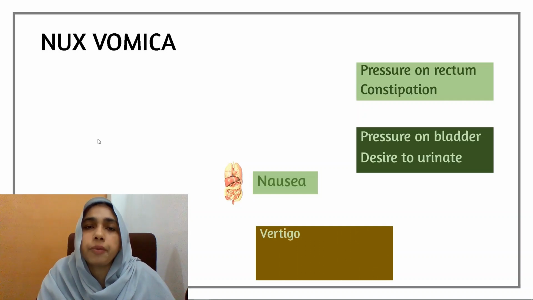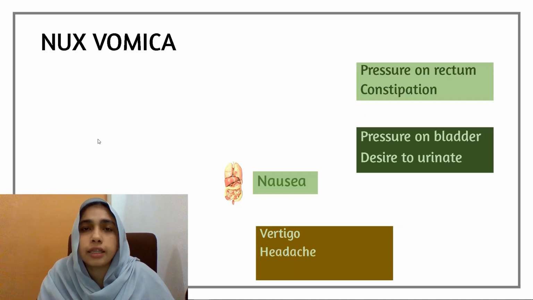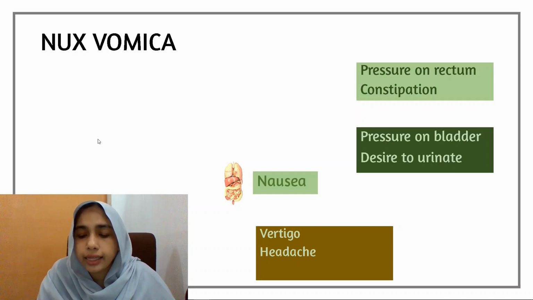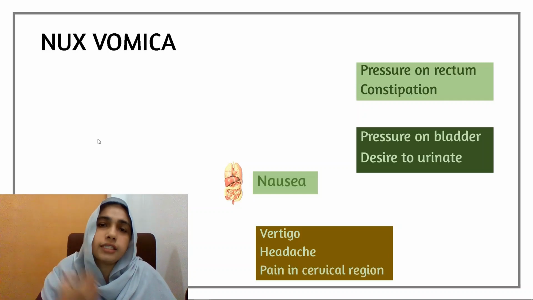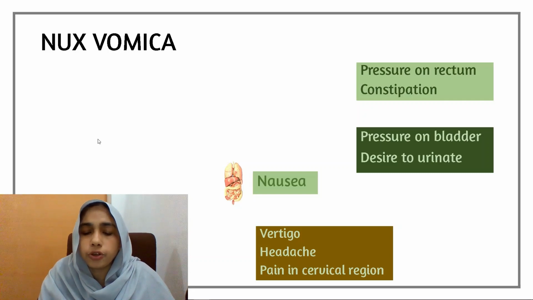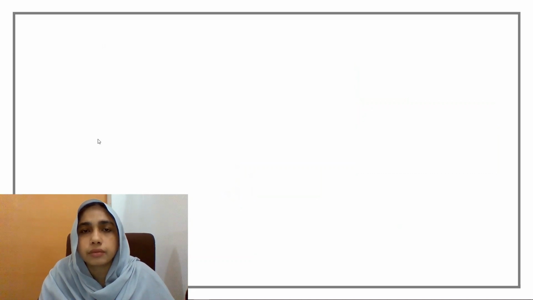Now, Nux vomica patients, just like Pulsatilla, can also feel vertigo. In Nux vomica, this nausea and vertigo are most commonly experienced in the morning. Headache also accompanies the pain during menses. During menses, Nux vomica patients can have headache. They can also have pain and tension in the cervical muscles. That is how you find it in Nux vomica.